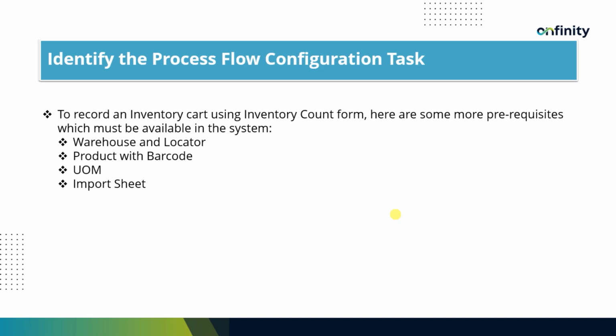To use the inventory count form properly, a few things must be ready in the system. To record an inventory cart using the inventory count form, here are some more prerequisites which must be available in the system: a defined warehouse and locator, a product with a barcode or UPC, a unit of measure commonly referred to as UOM, and an import sheet if you plan to upload products from a file.